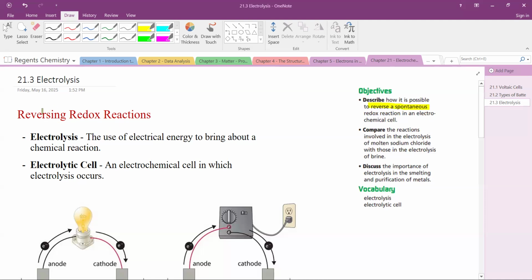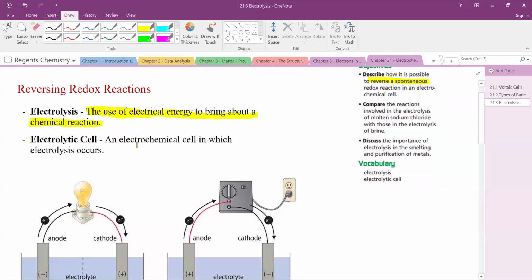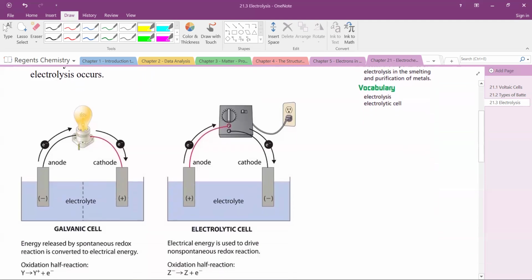Our first section is called reversing redox reactions, and that is because electrolysis is defined as the use of electrical energy to bring about a chemical reaction. Now, these types of reactions are not spontaneous. That is why we need to use electricity to power the reaction, to make it go forward. We need to actually plug it into the wall and get electricity in there to make it happen. An electrolytic cell is an electrochemical cell in which electrolysis occurs.